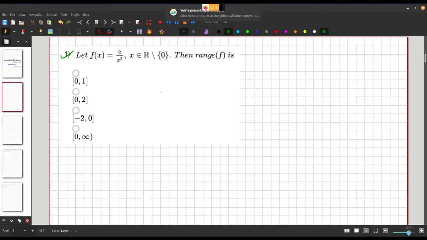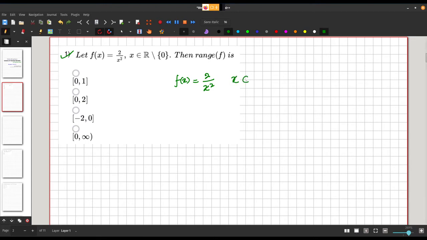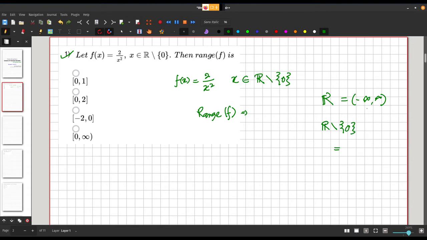Okay, so the first problem is we are given a function f(x), which is 2 over x square, where x belongs to the set of real numbers but not 0. Then we are asked to find the range of this function f. Now we know that the set of real numbers is from minus infinity to infinity, and if we exclude 0, then this is going to be this set, R minus the element 0.